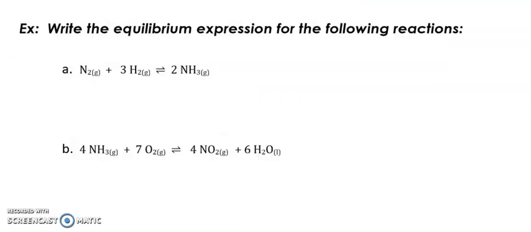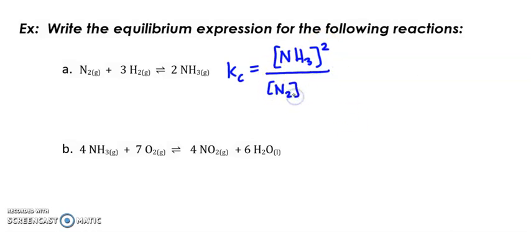So let's do a couple of practice expressions. If I've got the one that I started with in the beginning, Kc would be my products, so the concentration of NH3 squared over my concentration of N2, with no exponent, so just leave it to the first, and a concentration of H2 to the third.